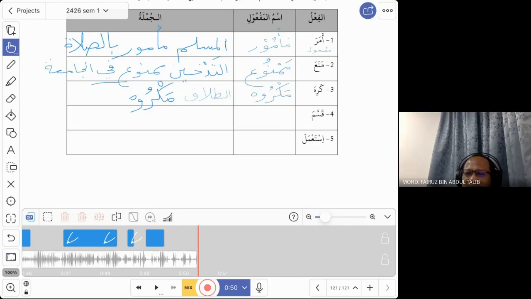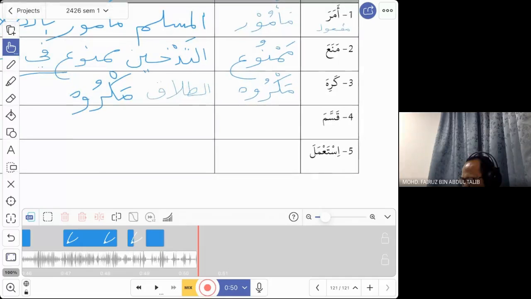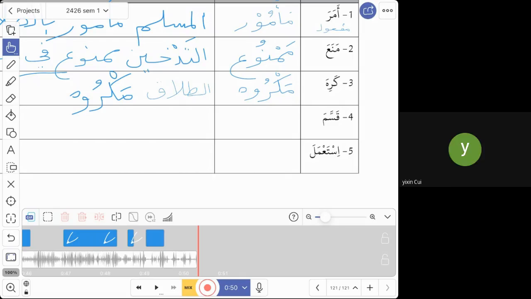Yes. What is the isim maf'ul for this word? Qasama. So now you need to use the second method. Find the fi'il mudari', replace the ya to a mim, and make sure that the second last letter is with a fathah. Okay. Muqasama. Muqas.